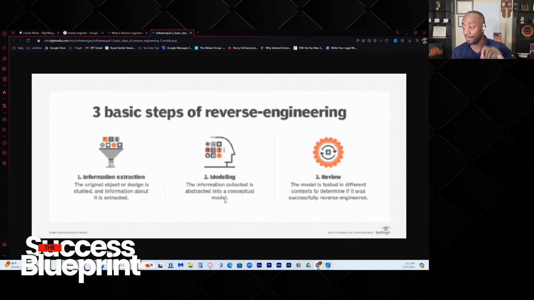Modeling is the conceptual model that you're going to do that. Well, how do you help out clients? What does the process look like? How much time does that take? Things like that. All right. And then review. The model is tested in different contexts to determine if it was successfully reverse engineered. So then you go backwards and you figure out, well, if I break it all the way down to this little tiny piece, can I take that and duplicate it all the way up until I reach my goal? All right. 3 basic steps of reverse engineering.